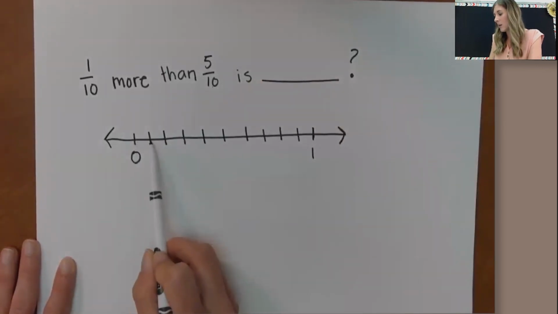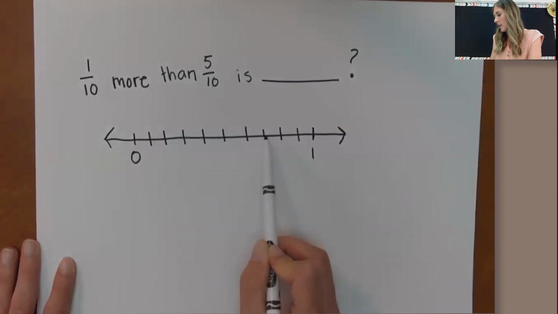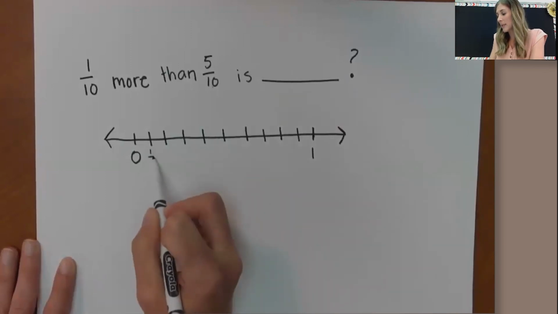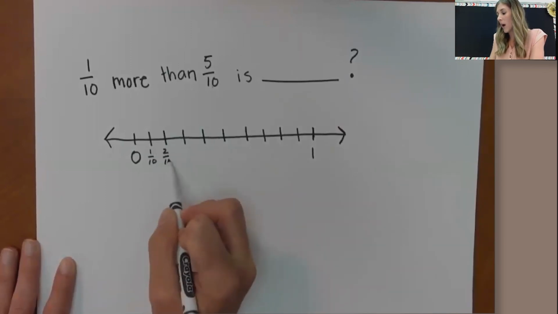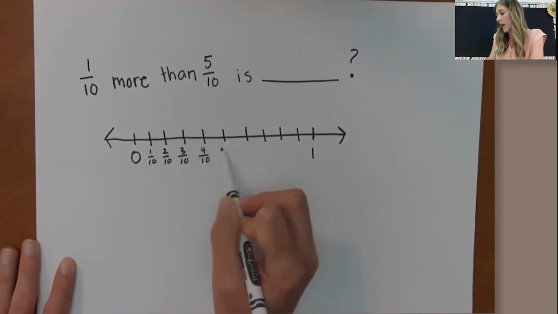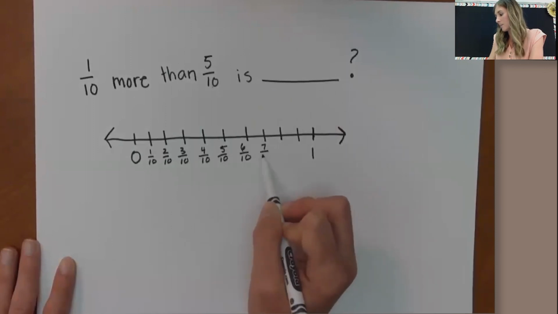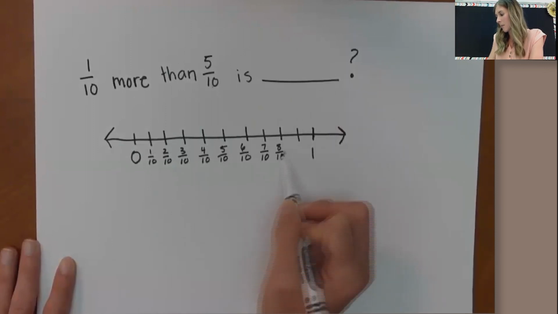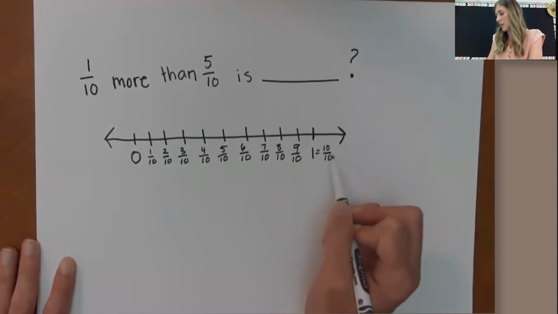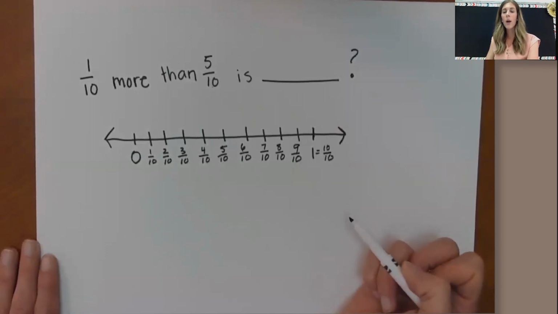Let's see. 1, 2, 3, 4, 5, 6, 7, 8, 9, 10. Very good. So I can go through and label my tick marks. Remember, as we go up on the number line, our numbers get bigger because we have everything up to that point. 9/10 and 1 whole, or 10/10, because if we've got all the pieces, we've got the whole thing. So 1/10 more than 5/10.